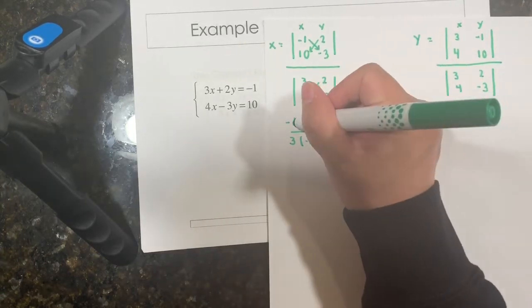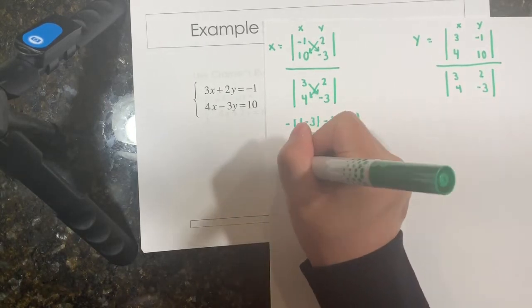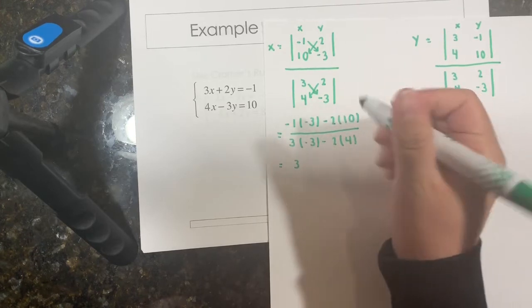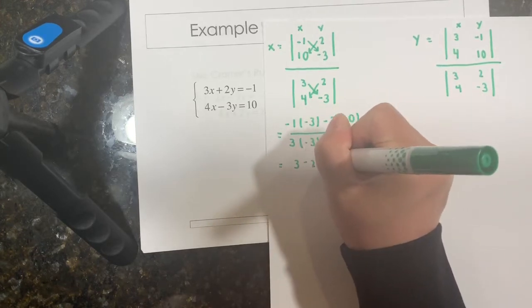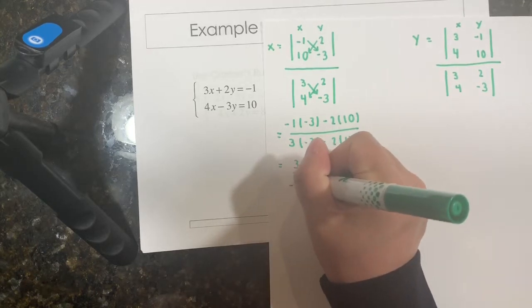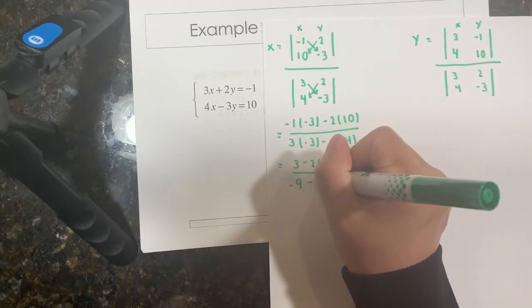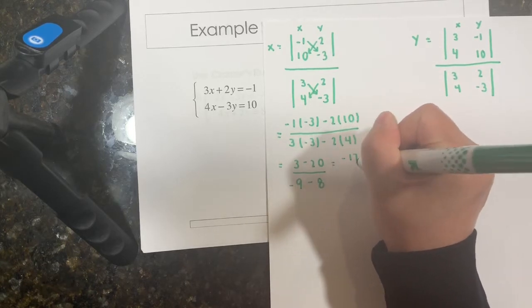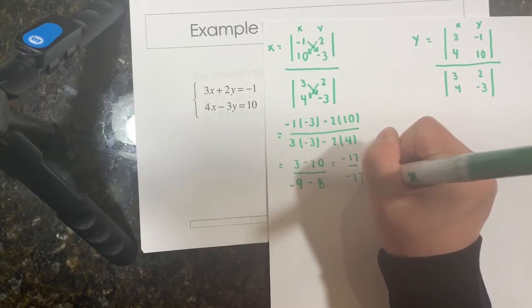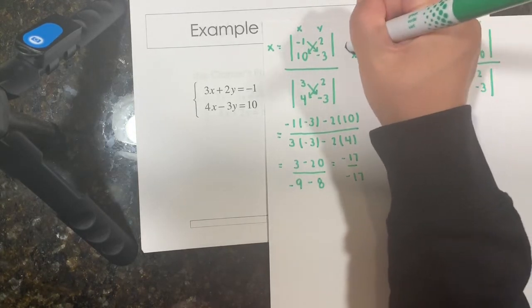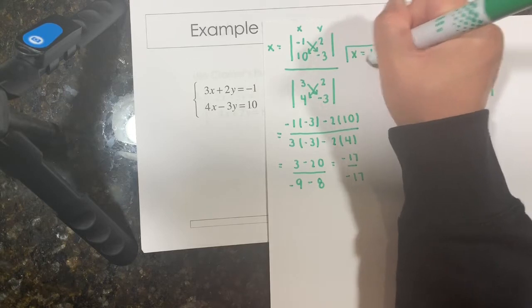So in the top, I'm going to get -1 times -3, which would be 3, minus 2 times 10, which would be -20. On the bottom, 3 times -3 is -9, and then -8. So that would leave me with -17 over -17, which means that x is going to be equal to 1.